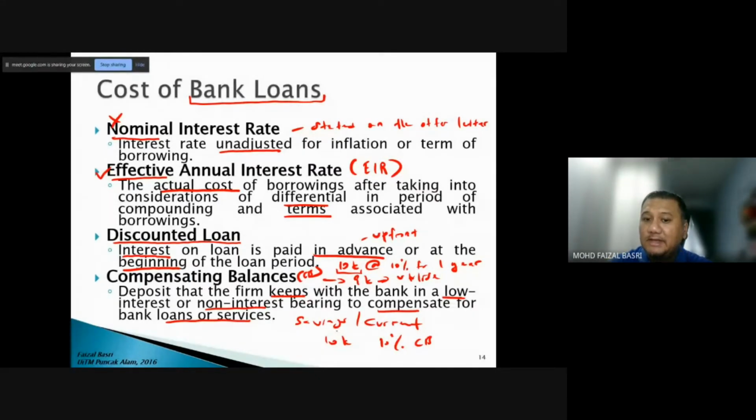So again, if you borrow 10k, 1k, which is 10%, needs to be kept in the bank account. So again, you cannot utilize 10k, because 1k needs to be kept in the bank account as a CB requirement. So again, you are only left with 9k to utilize. Okay, so these are the two terms and conditions that can affect your borrowings.